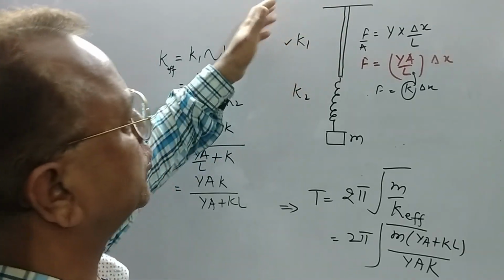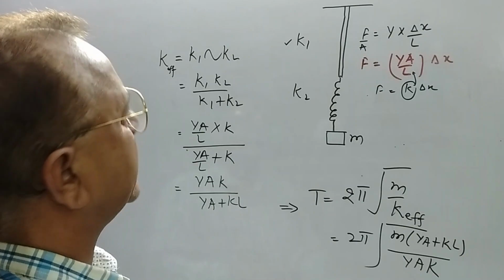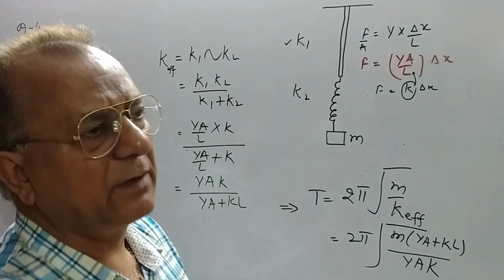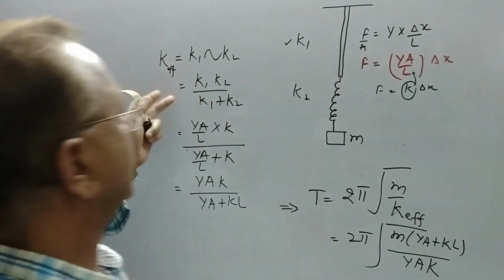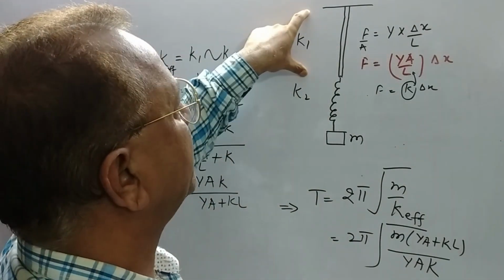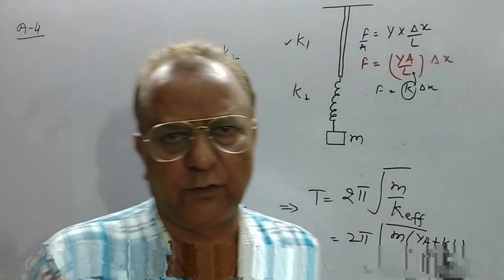This kind of combinations, two rods, one spring. Just imagine that they are springs, and in case of series combination, use 1 upon K1 plus 1 upon K2 is equal to 1 upon K effective. I use the direct formula. Otherwise also, two of them in parallel, one in series, different combinations are possible that you can work out.